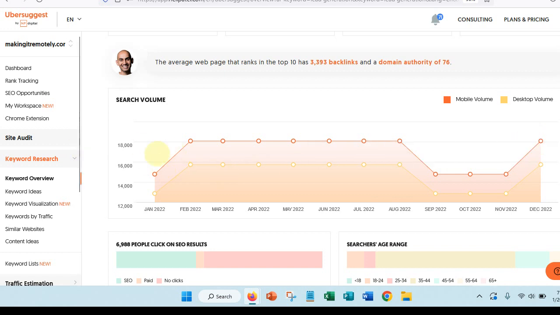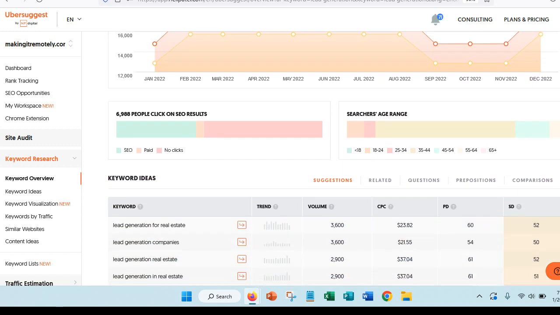And so when you look at these numbers, this 18,000 number is giving you a combination of mobile volume as well as desktop volume. So you want to definitely just hover over these numbers to see what the breakdown is. It looks like most people for this particular term are looking for desktop.